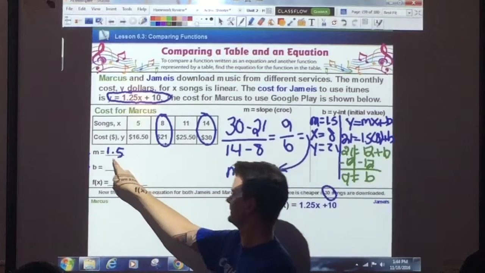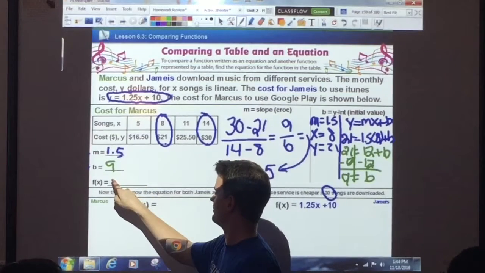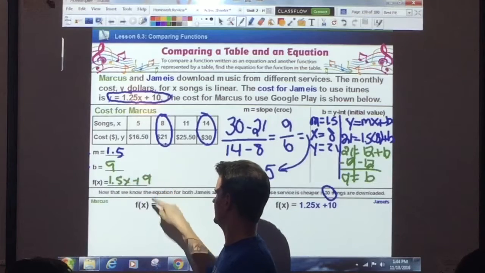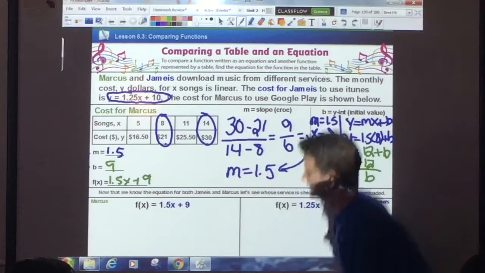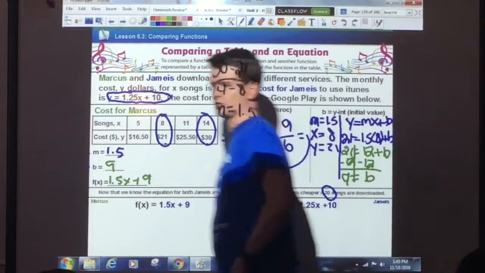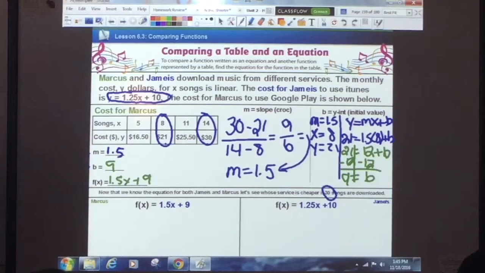So I found my b. I can write the function for Marcus as f of x is equal to 1.5x plus 9. I have both their cost functions. The first half of this problem is done. These problems are not difficult, they just take you a little time. In this case, we just have to write one function. Later on, we have to write a function for both, because they're not going to give us one.